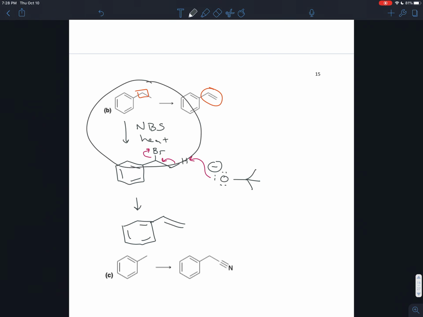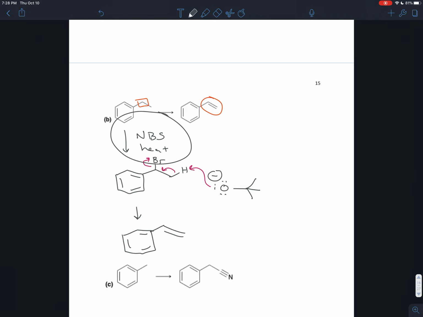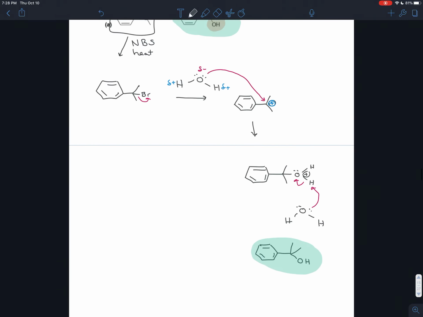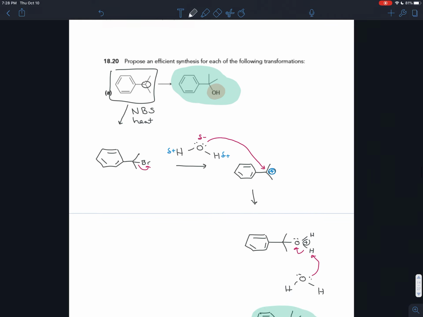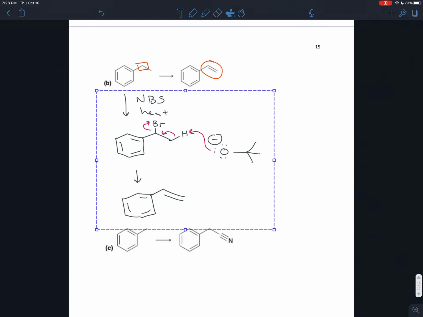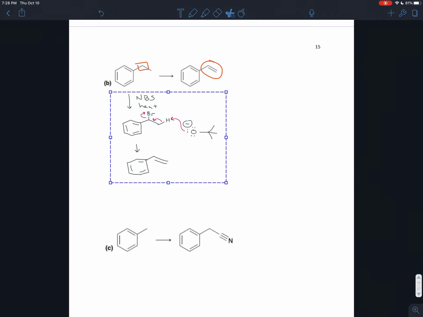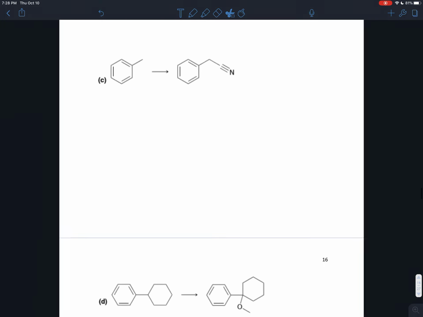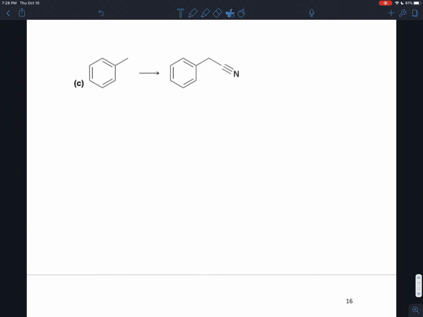So again, we used NBS in heat, N-bromosuccinimide in heat, to put bromine on the benzylic position, and then we used a base just to make an elimination reaction happen. So notice how that NBS in heat, adding that halogen, is a window to substitution reactions, like we saw in A, and to elimination reactions, like we saw in B. I'm going to minimize these, just so they don't get in the way of our next thing, which is this.